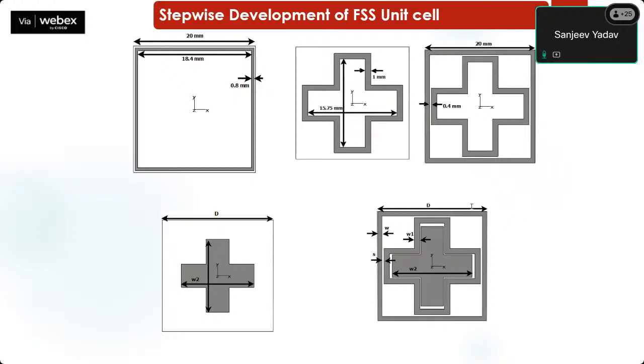One more thing: if we change from TE mode to TM mode, meaning 0 degree to 90 degree, at that time the structure should be symmetric, so that by changing the orientation of the structure, our results do not change.